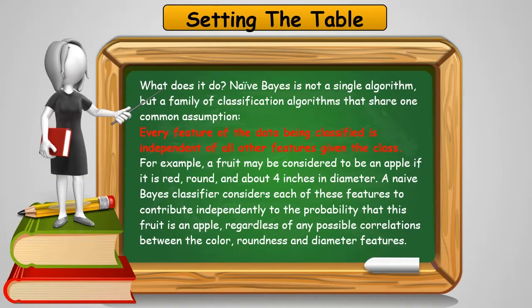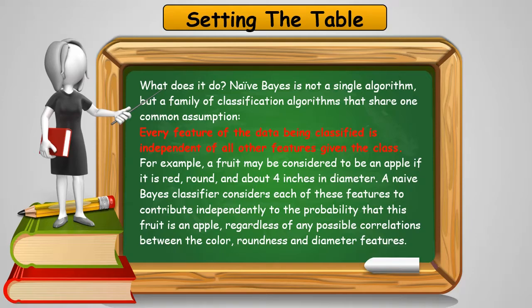So what does naive Bayes do? Well, it is not a single algorithm, but a family of classification algorithms that share one common assumption. Every feature of the data being classified is independent of all the other features in the class, and that's an important concept. That's why it's called naive Bayes.